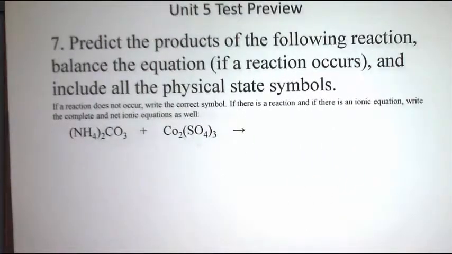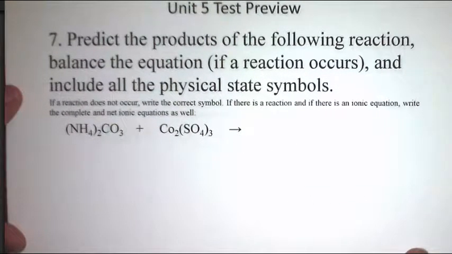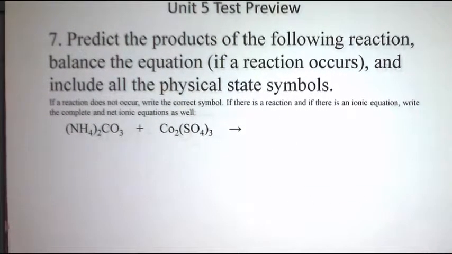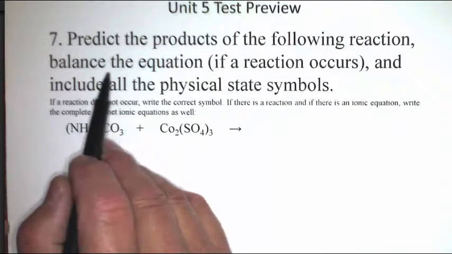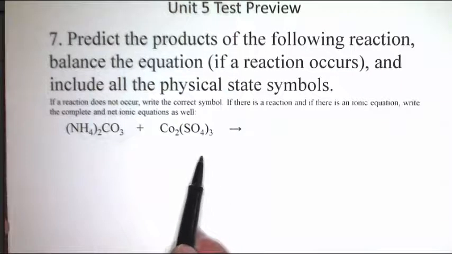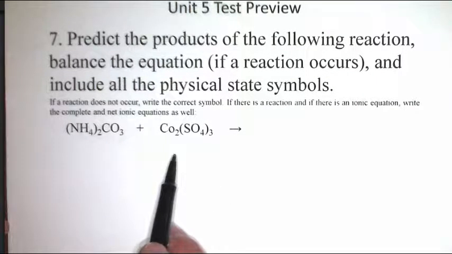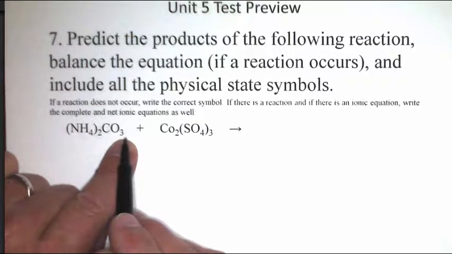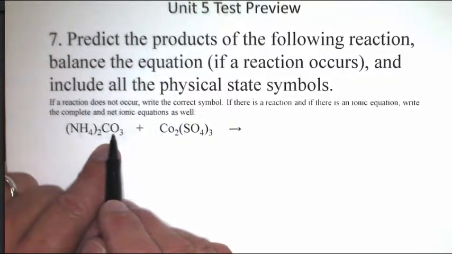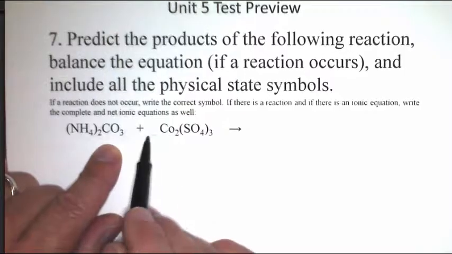So I was asked to review a question in which you have to predict physical states. In this problem on your practice test, it says predict the products of the following reaction, balance the equation if a reaction occurs, and include all the physical state symbols. So in this case, I did not even include physical state symbols for the reactants. Okay, you have to figure that out.